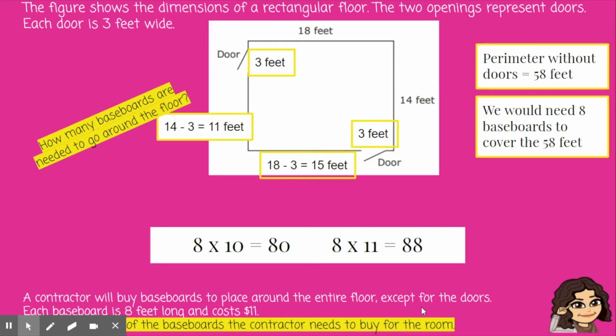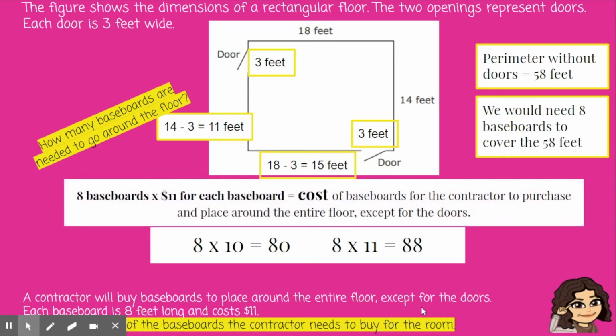So now I can think to myself, I know that each baseboard that is 8 feet is $11. So I want to think about 8 groups of $11. Well, I know that 8 groups of 10, 8 times 10, when we think about equal groups, is going to be 80. And that can help me figure out 8 times 11. So 8 groups of 11 would just be another 8 past my 8 times 10. So if I know that 8 times 10 equals 80, then that helps me figure out 8 times 11 equals 88.